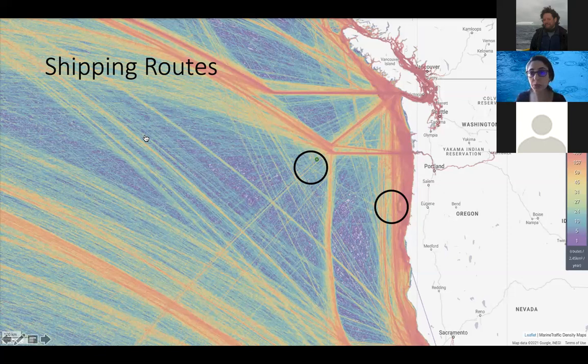Just roughly showing the location of the hydrophones relative to the other sounds in the ocean. Let's start with shipping routes. This image shows the shipping density around the hydrophones. I'm showing the rough location of hydrophones by black circles. Some of them are here, some of them are here, and you can see that they are very close to main shipping routes. So we probably get a lot of ship noise in our data.